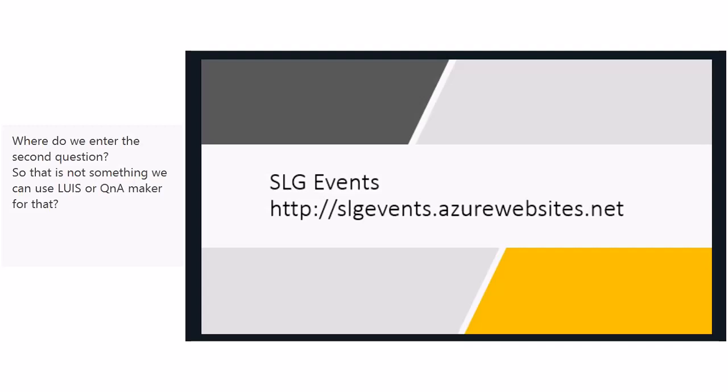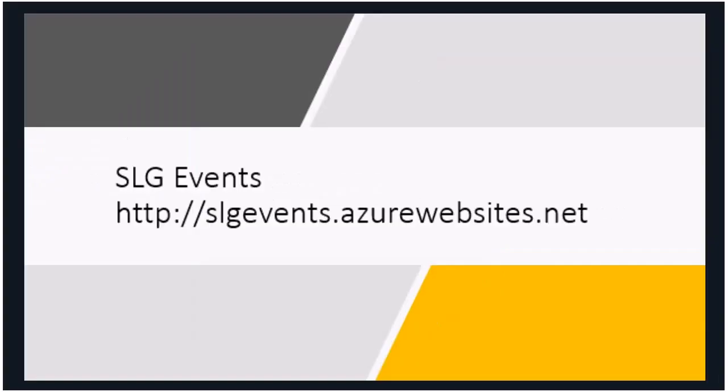No, you can't really use Lewis directly for that, or Q&A maker directly for that, because Lewis is strictly for doing understanding of the language. So what is the person asking for, and trying to match that with the intent and the entities. And then it's up to you and your bot to decide how you want to handle that, whether you got all the entities back that you needed or not.